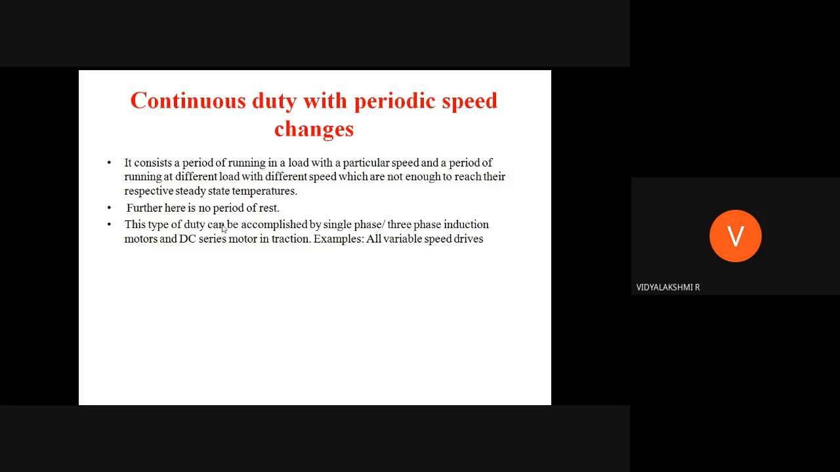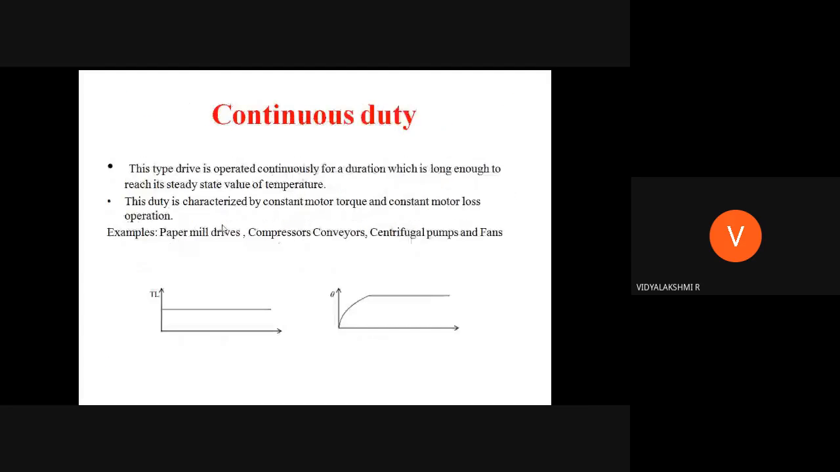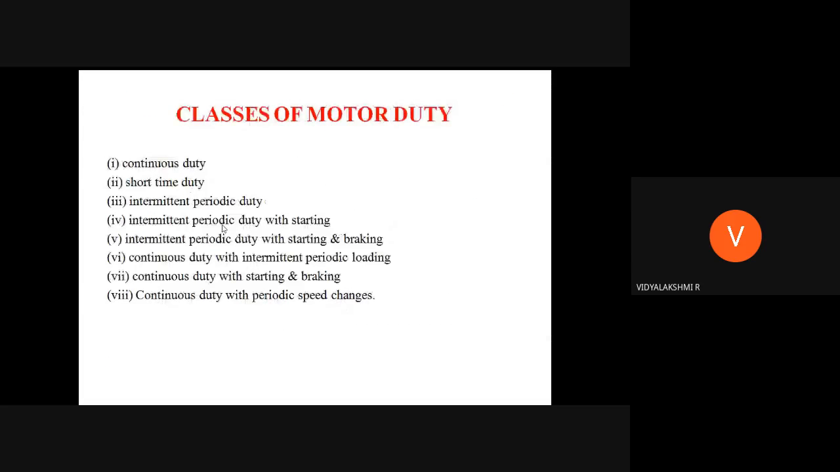Please listen and quickly recall the classes of motor duty. Please see my PPT and quickly revise the classes of motor duty. The motor duty is based on our load torque and starting and braking, and it is classified into 8 types: continuous duty, short time duty and intermittent periodic duty. In some cases, we consider the starting period and running period for our temperature rise. In some duty we cannot consider it. Based on our application, the duty cycle and the duty will vary.